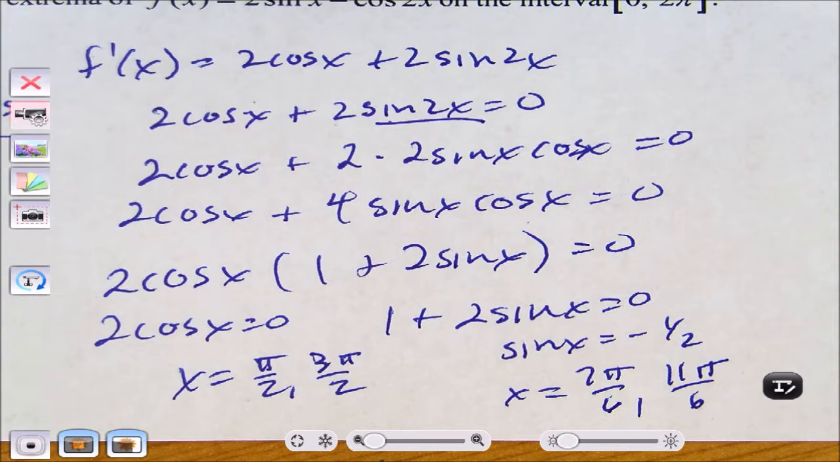So for the rule sine 2x equals 2 sine x cosine x, would that also mean that just sine x equals sine x cosine x? Sine x equals 2 sine half x cosine half x. You have to take half the angle.